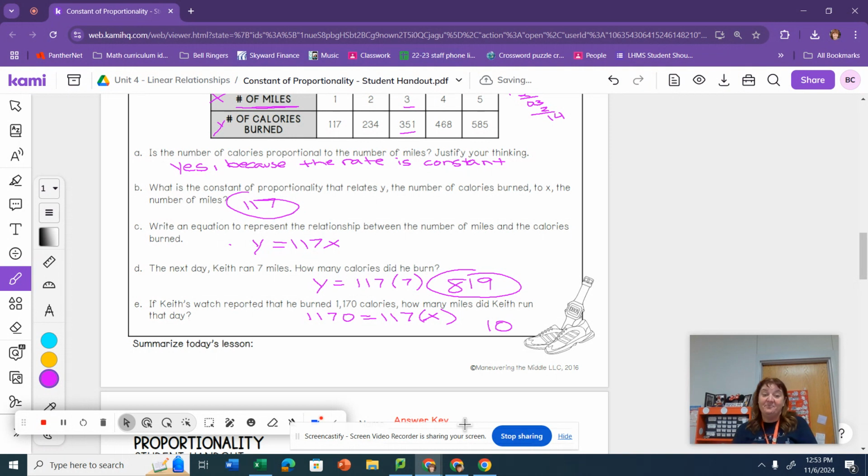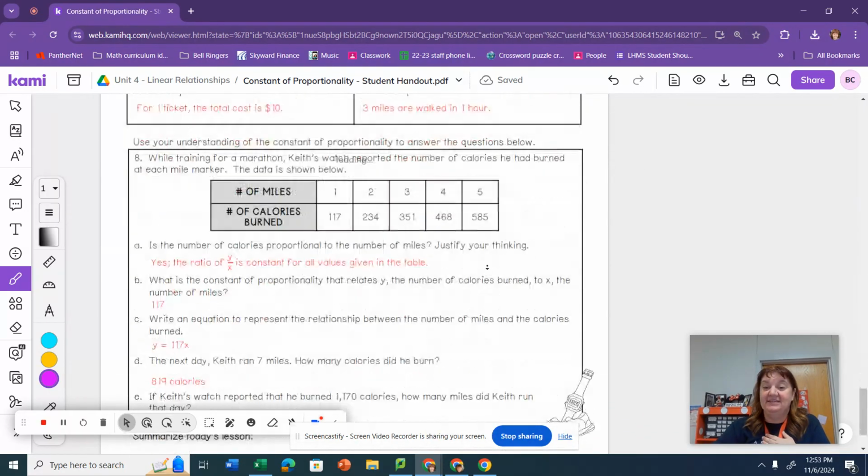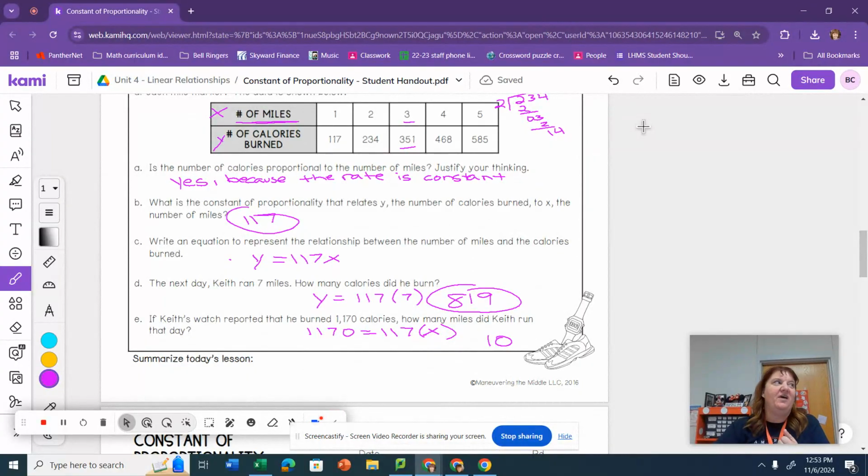Okay, that's it for today's lesson. My class needs to do the next page, which is the practice page. It comes right after, and that's what you're going to finish class with. Thanks.